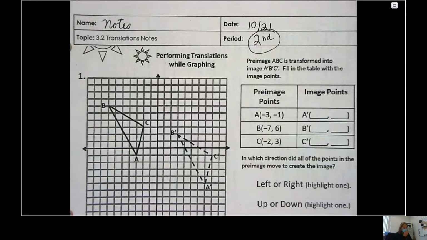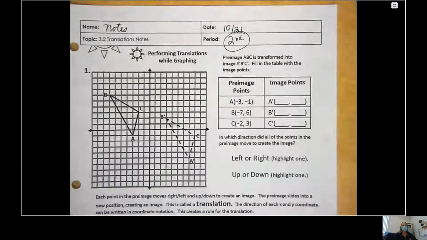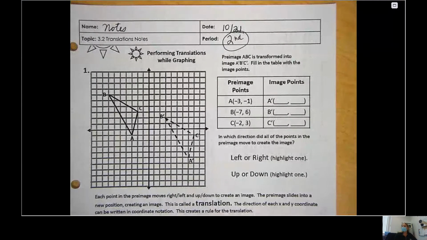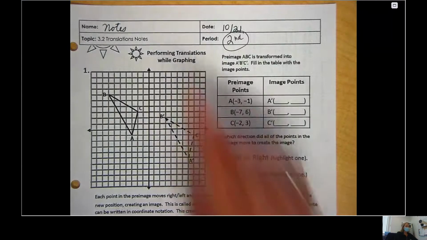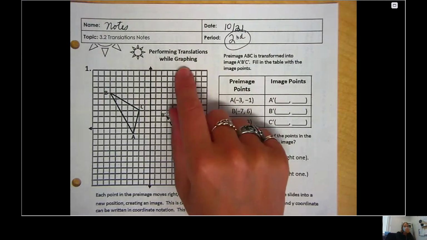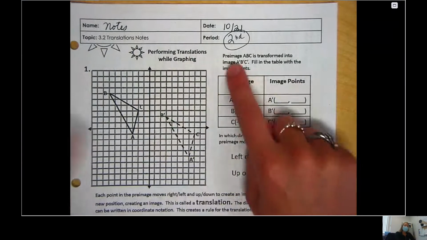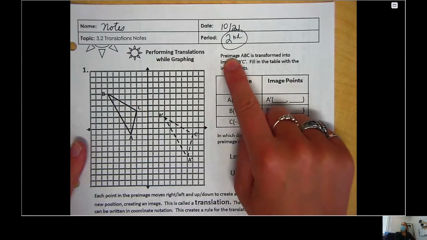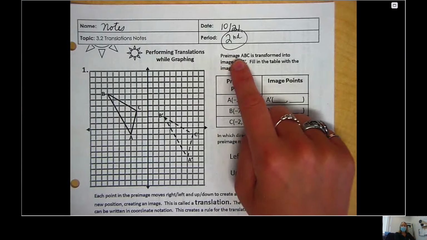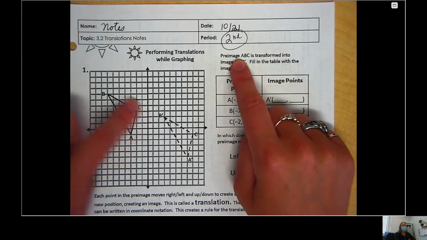Okay. So we're going to be taking shapes and we're going to be translating them or sliding them on the coordinate plane. So the first ones we're going to do are some translations while graphing. So I have a pre-image, which means my starting point, and my pre-image is triangle A, B, C. So it's this one over here.